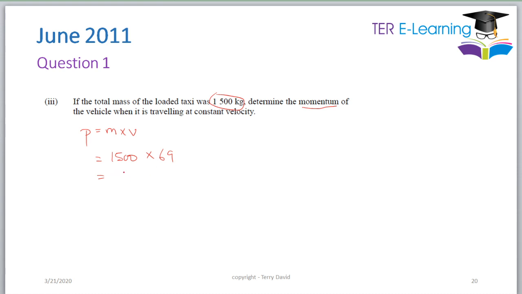And you're going to get 103,500. And because I'm multiplying mass by velocity, my unit for momentum is kg m s to the minus 1. So this is the momentum of the vehicle when it's traveling at constant velocity. So it's just a formula, P equal mv, and that's it. Do you have any more parts to the question? Oh, okay, so that's all I just worked over there.